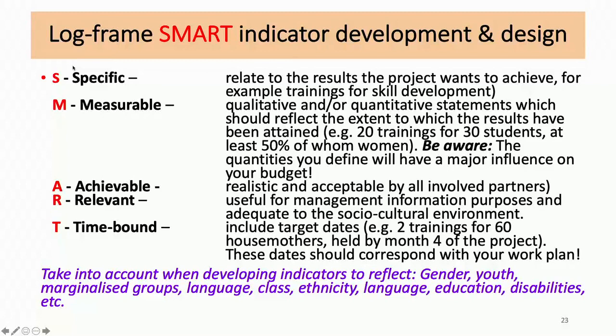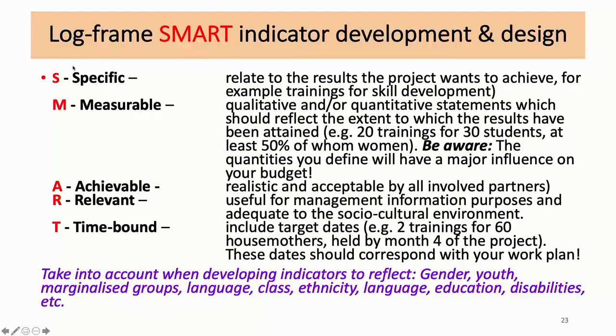Achievable: they must be realistic and acceptable to the involved partners. Relevant: it must be useful and provide useful information to evaluate and determine the success of the project. Time-bound: they must include target dates. In our indicators, we have the first workshop before the end of the second month, and the second workshop before the end of the third month of the project. Remember, these dates now need to correspond with the work plan you produce. Take into account when developing indicators to reflect gender, youth, marginalized groups, language, class, ethnicity, education, disabilities.